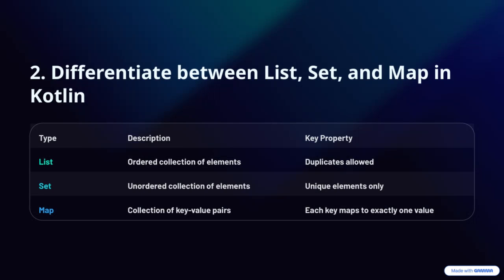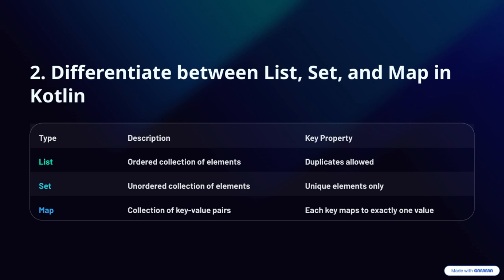Now let's differentiate between list, set, and map in Kotlin, which are fundamental collection types. First, the map is a collection where each key maps to exactly one value. Think of it as a real-world dictionary, where each word key has a specific definition value. It's a collection of key-value pairs, and each key is unique within the map. Next, the set is a collection of elements that are unique, meaning no duplicates allowed. It's unordered, so the elements don't have a specific position or order, which makes it ideal when you need to ensure all items are distinct, like a collection of unique IDs.